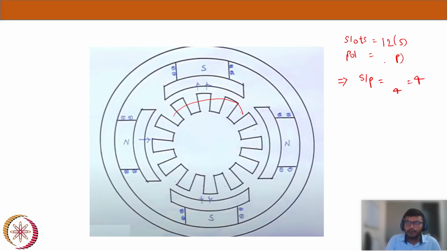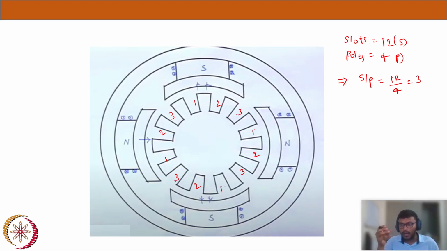Slots are only 12. Poles are 4. And 12 by 4 will be 3. For each pole we can say 1, 2, 3. Let's say these 3 slots are currently under the south pole, and the next 3 slots are under the next north pole, and the next three slots will be under the south pole, and the next three slots will be under this north pole. So each pole has a span which covers three different slots.